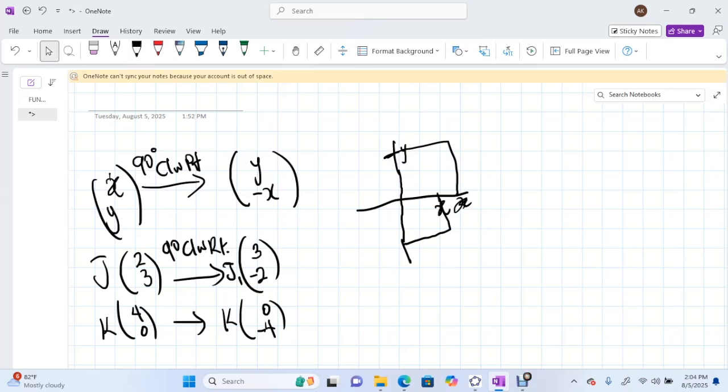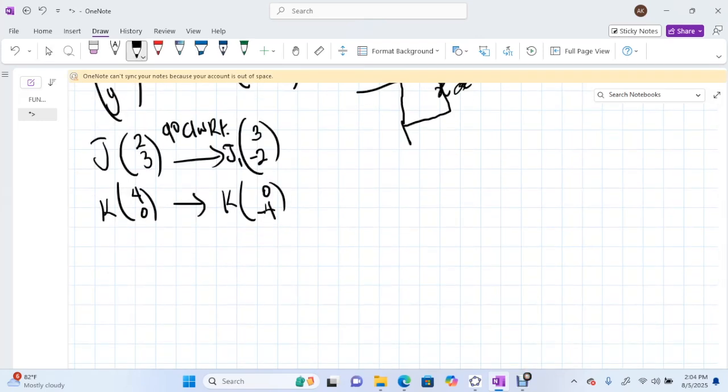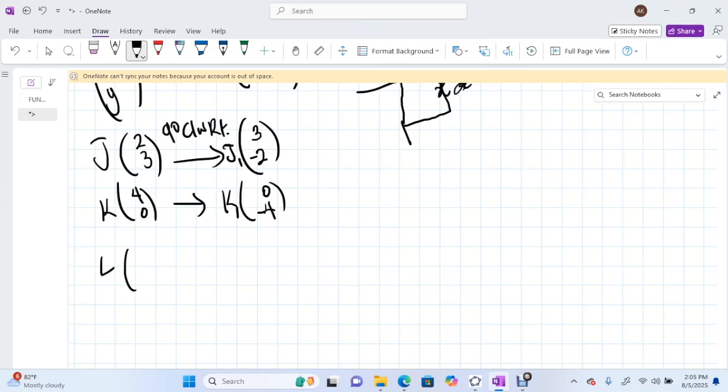And the final one, which is the L, this is K1, sorry. L, which was 5, 2, was it 5, 2? Yeah. L was 5 and 2. That's going to come here to L1, and we said the 5, which is x, comes to the y position, and it becomes negative, and the y comes here. So it's going to be 2, -5.